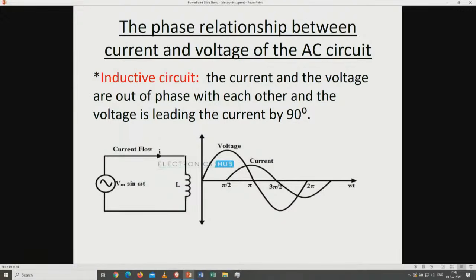The phase relationship between current and voltage of an AC circuit. In the inductive circuit, the current and the voltage are out of phase with each other, and the voltage is leading the current by 90 degrees. You can see that there is a pure capacitive circuit. When we say pure capacitive circuit, we refer to a circuit that has only a capacitor as the load in it, not capacitor plus inductor. So in it we have a voltage leading current by 90.